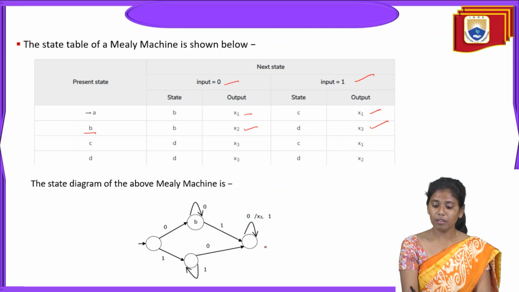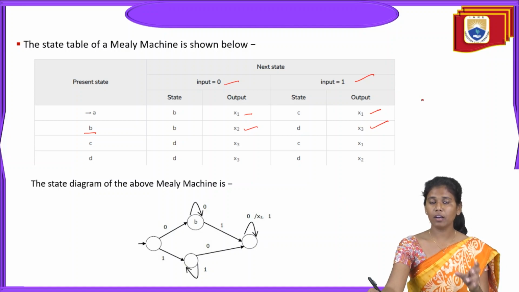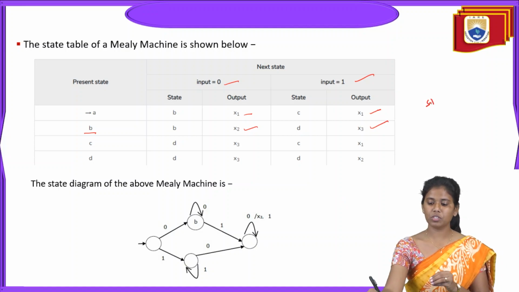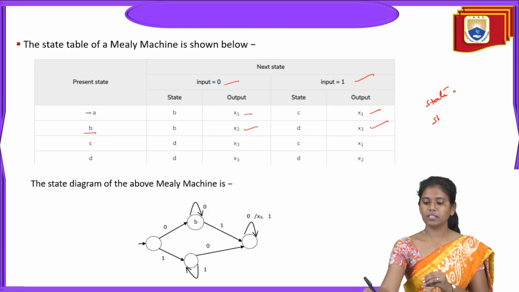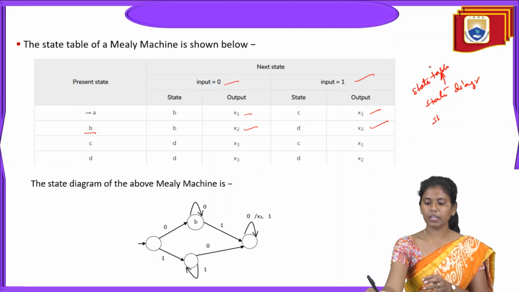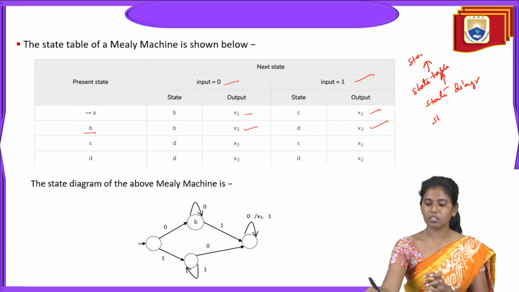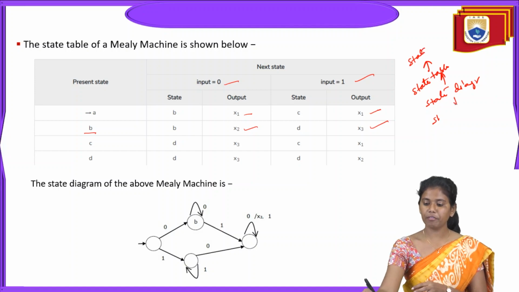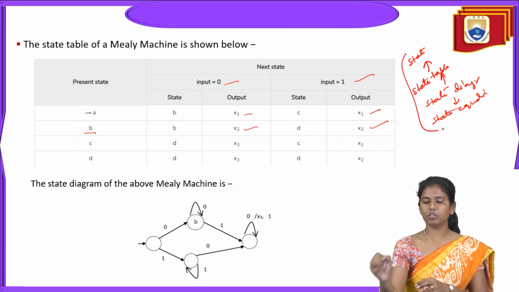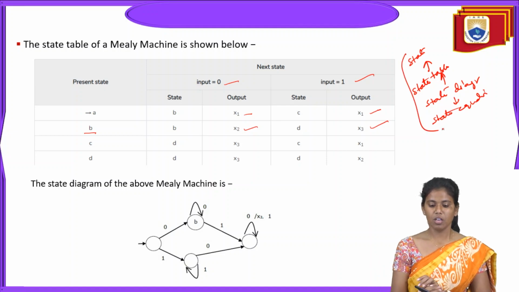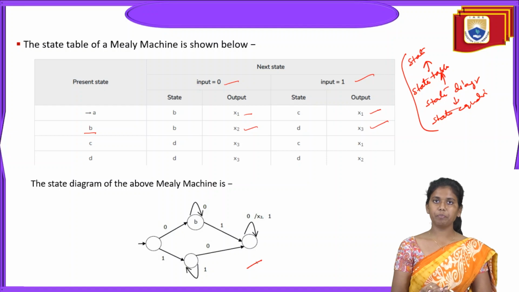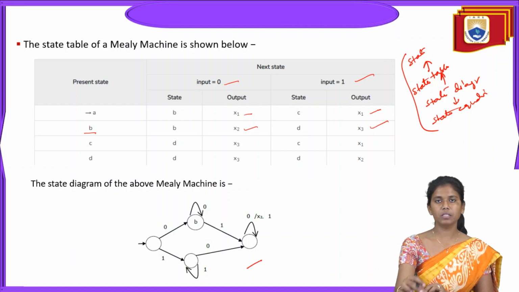So I said that each and every finite state machine has states. The state diagram we can obtain from the state table, and the state table can be obtained from the states that you are considering, and from the state table we can write the state equation. So this is the scenario that we can see in the finite state machine. This is a state diagram, and I have obtained this state diagram from the state table.